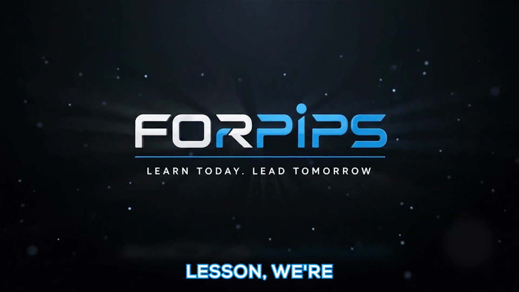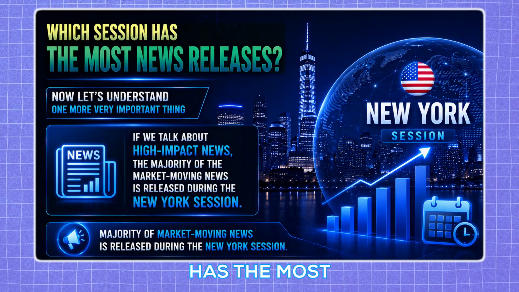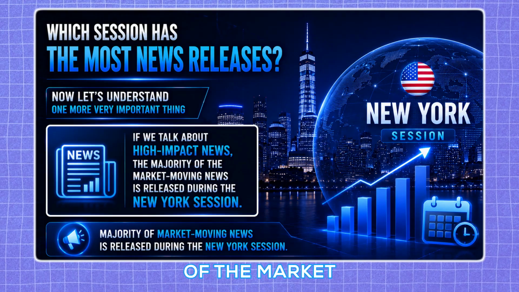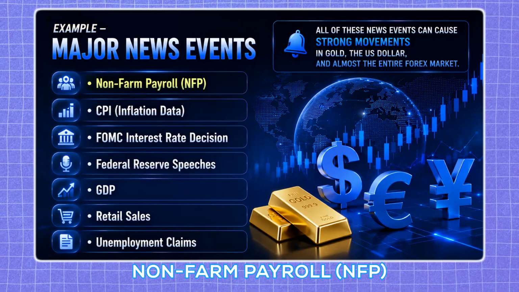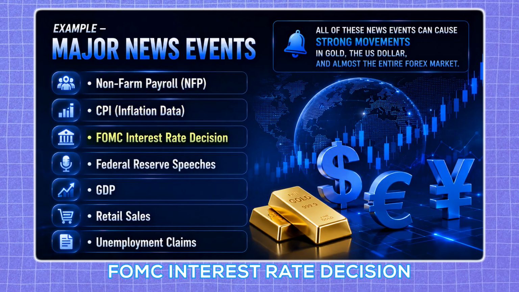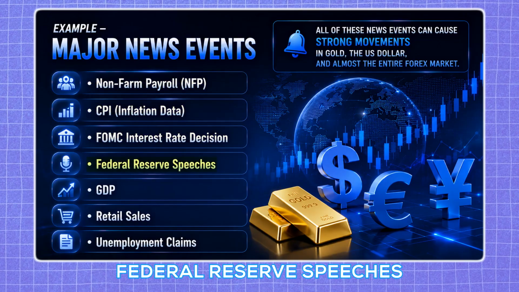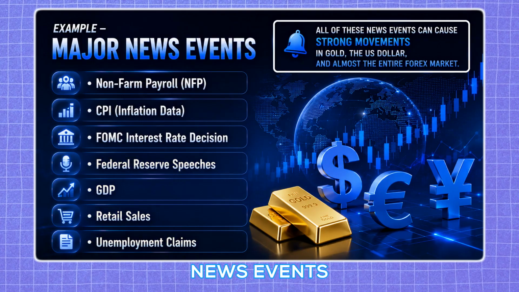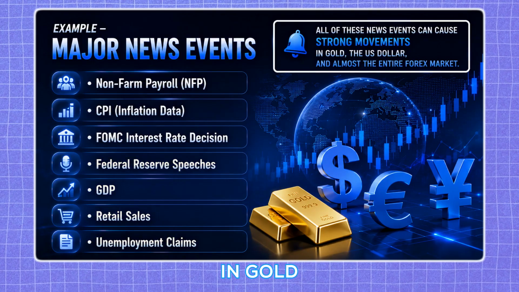In today's lesson, we're going to discuss which session has the most news releases. Now let's understand one more very important thing. If we talk about high-impact news, the majority of the market-moving news is released during the New York session. For example, non-farm payroll, NFP, CPI, inflation data, FOMC interest rate decision, Federal Reserve speeches, GDP, retail sales, unemployment claims. All of these news events can cause strong movements in gold, the US dollar, and almost the entire Forex market.